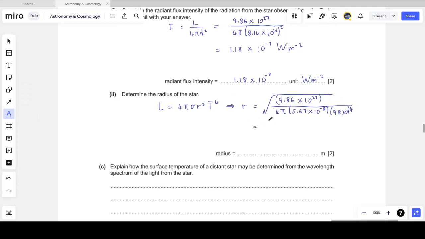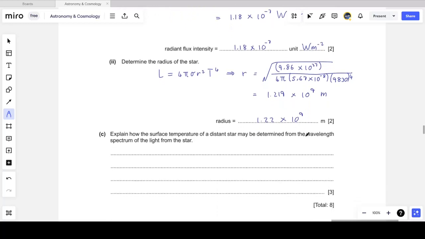And if we calculate this, we get a radius of 1.219 times 10 to the power 9 meters. To three significant figures, that's 1.22 times 10 to the power 9 meters. So that's the radius of the star, 1.22 times 10 to the power 9 meters.